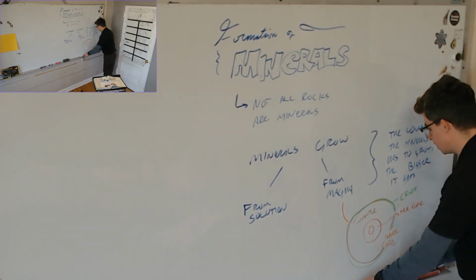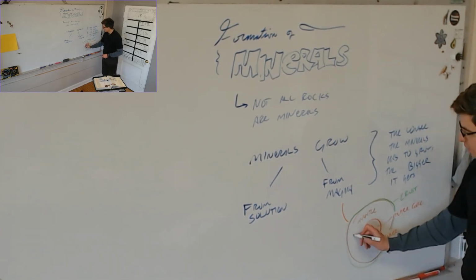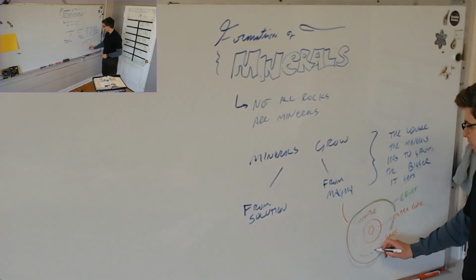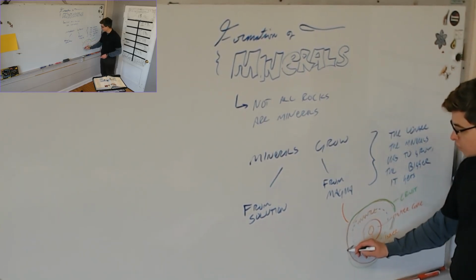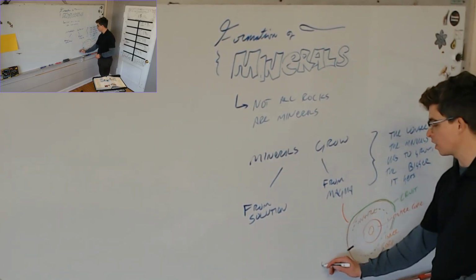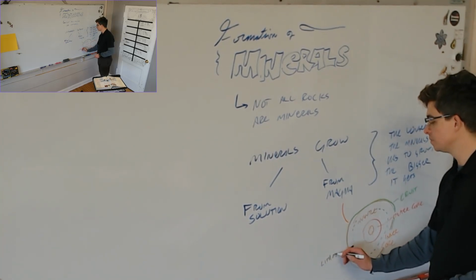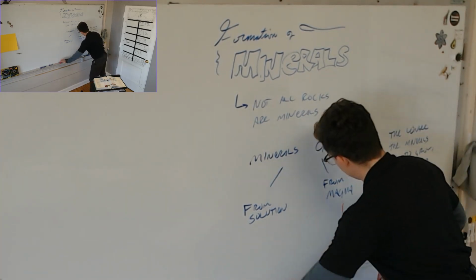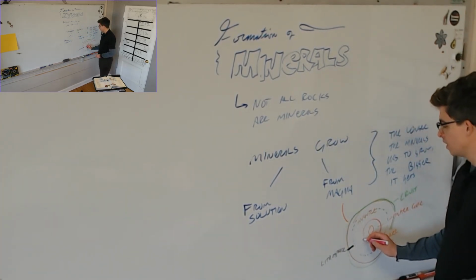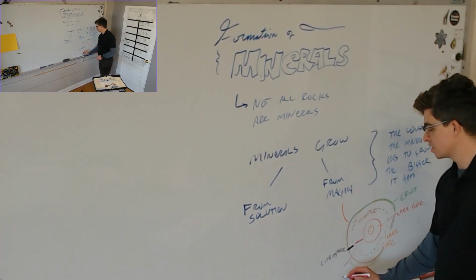We also need to know these words. The mantle has this kind of dividing line halfway through it, where the crust and the upper part of the mantle are called the lithosphere. And the lower part of the mantle is called, and you need to know this, so I don't know why you're not writing it down, the asthenosphere.